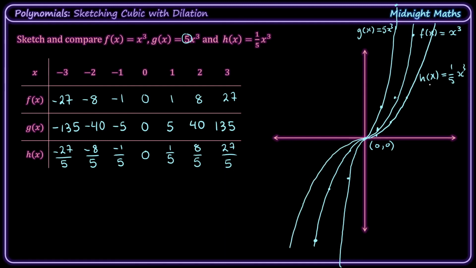Our h of x graph was pulled down towards the x-axis, and that's what made it wider, because all of our y values are now a bit smaller, and our graph takes longer to get up to the same values. And for g of x, because we were multiplied by a number larger than 1, we were stretched upwards. All of our values were pushed up by quite a lot. As a result, our graph got narrower. Okay, so that's how you can interpret your dilations for a cubic graph.